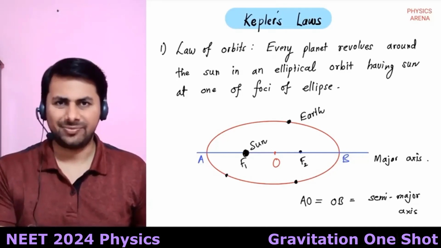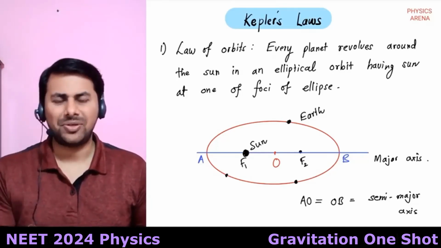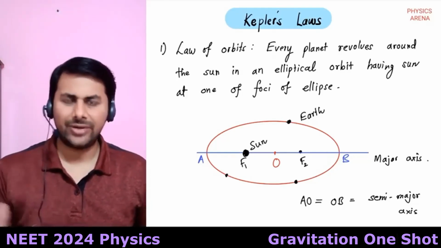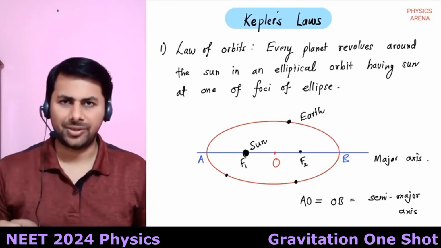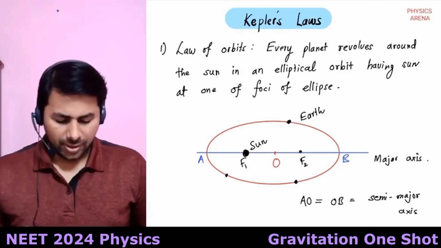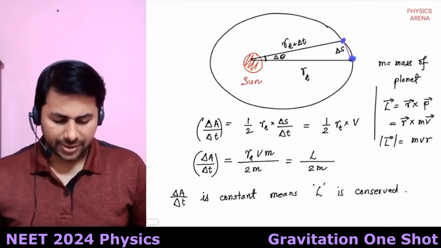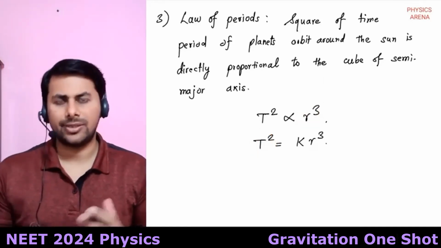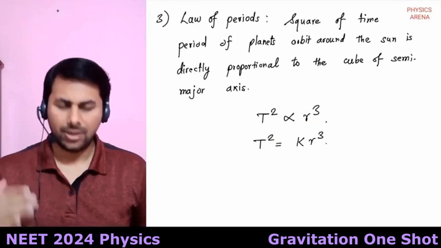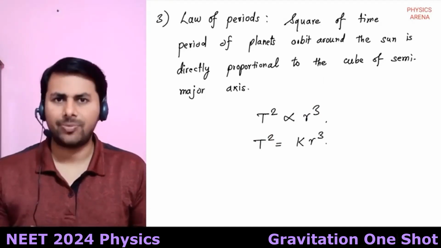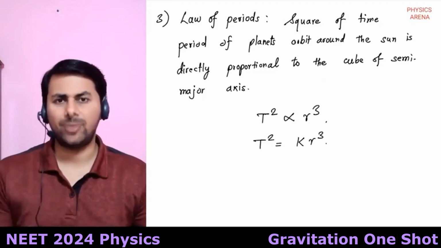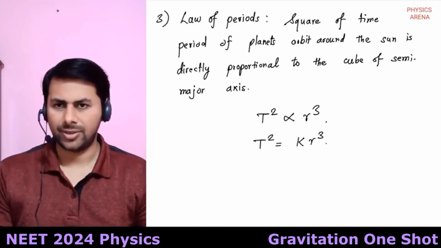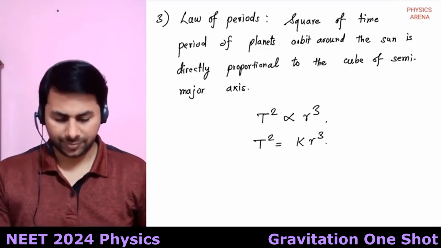Take half of that. Why take half? Because it's the average radius of the planet's orbit. So if you take the semi-major axis, then the square of the time period is directly proportional to what? Cube of the semi-major axis. Or we can say the square of the time period is directly proportional to the cube of the average radius of the planet. Okay, this law is clear.